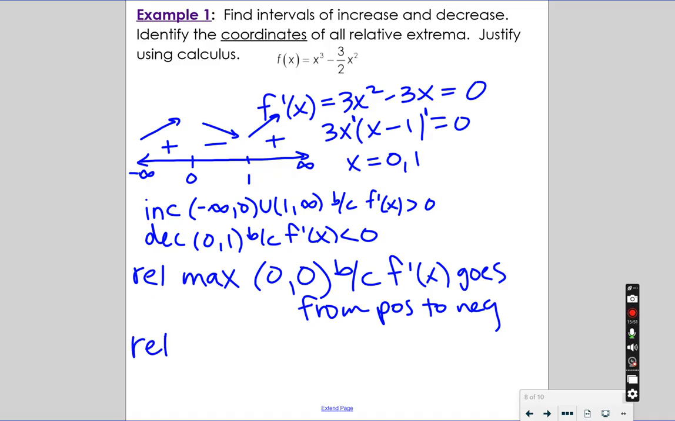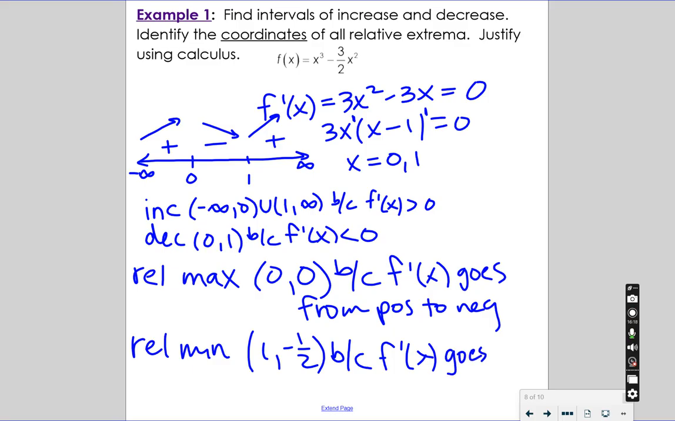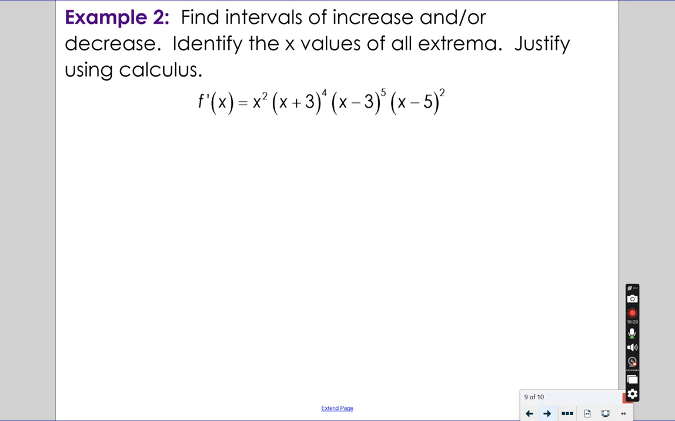And we also have a relative min at 1. What's the y value for that one? Plug in 1, what is it? Yep, negative 1/2, because f prime of x goes from negative to positive. Okay? Alright, one more, real quick.